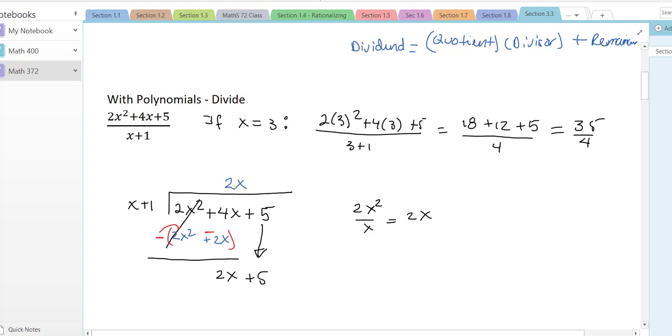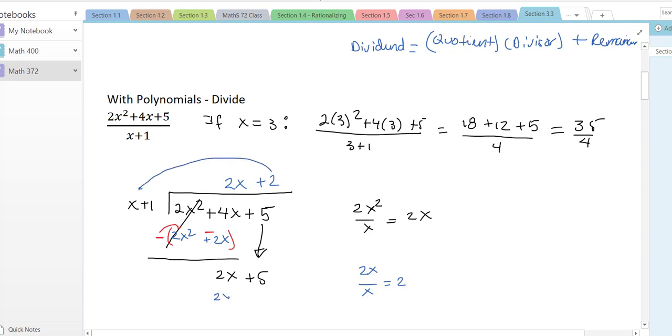So looking at my leading term of the divisor, what do I multiply x by to get 2x? Or you can think of taking the leading term of the dividend now. My dividend is now 2x plus 5. And the leading term of the divisor, 2x divided by x, is 2. So what do I multiply x by to get 2x? 2. And notice that they're lining up. Linear on top of linear, constant on top of constant. And so we do it again.